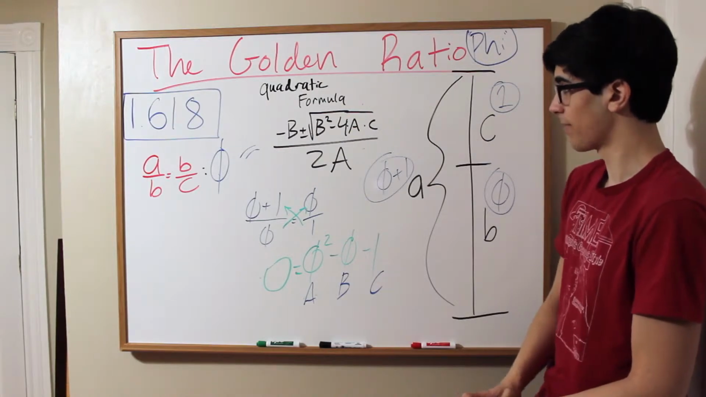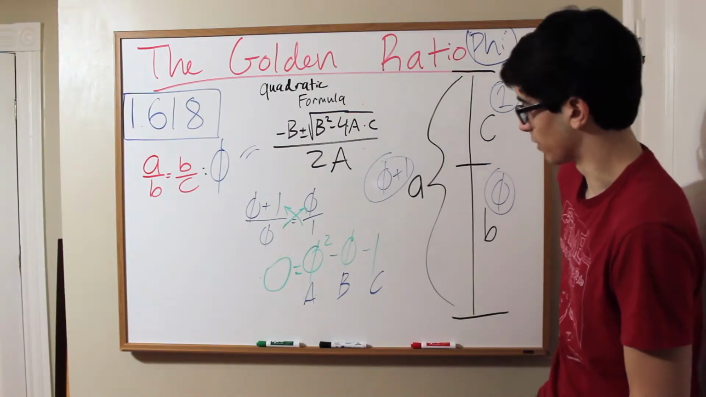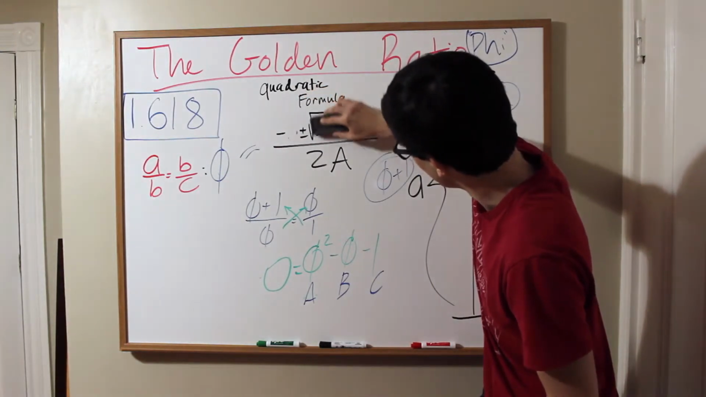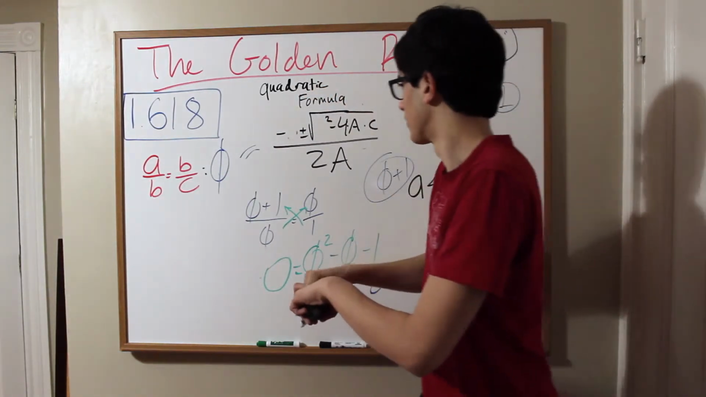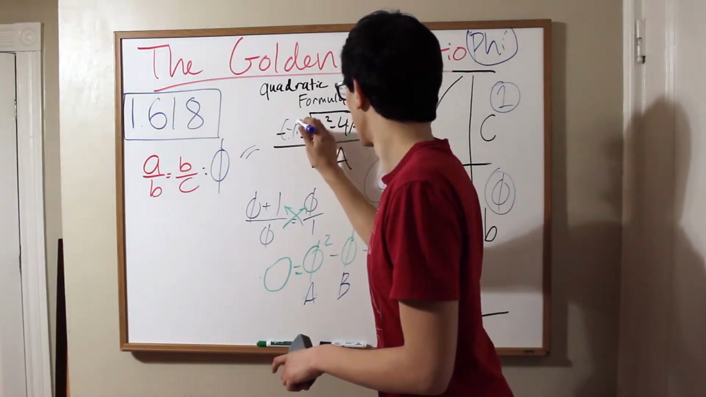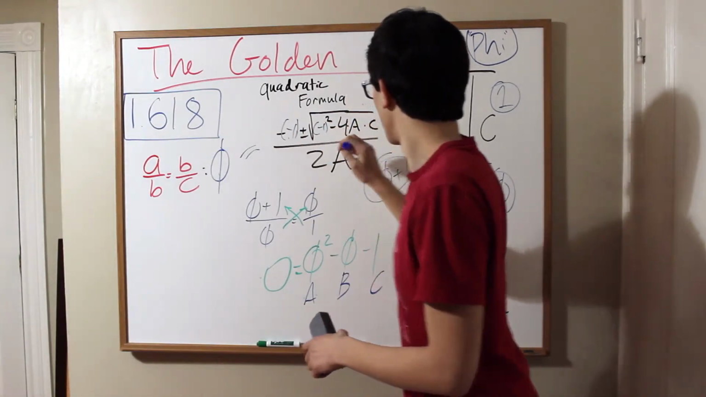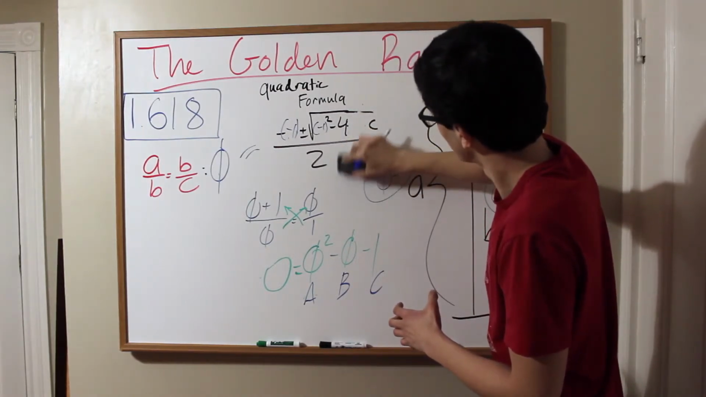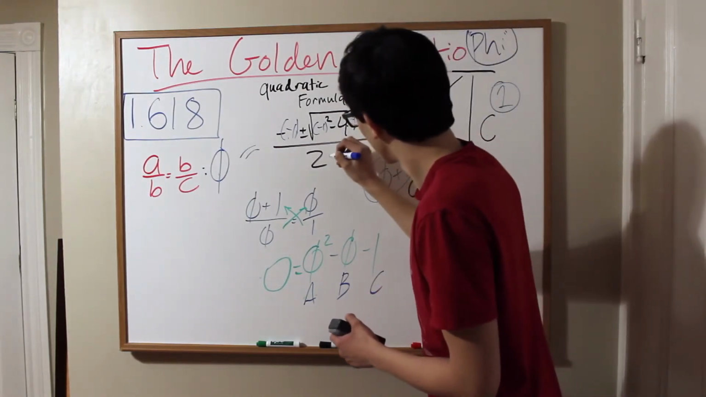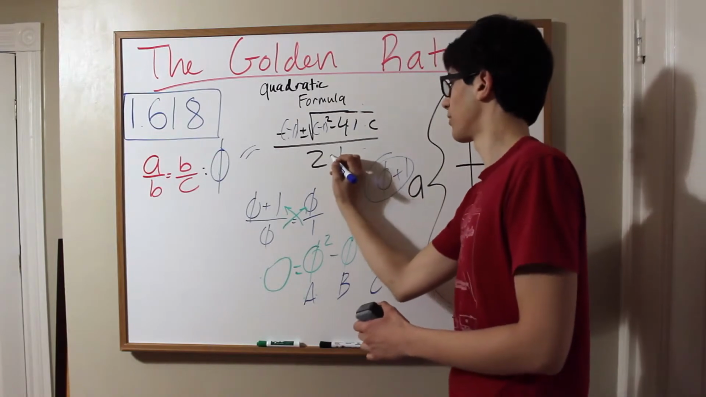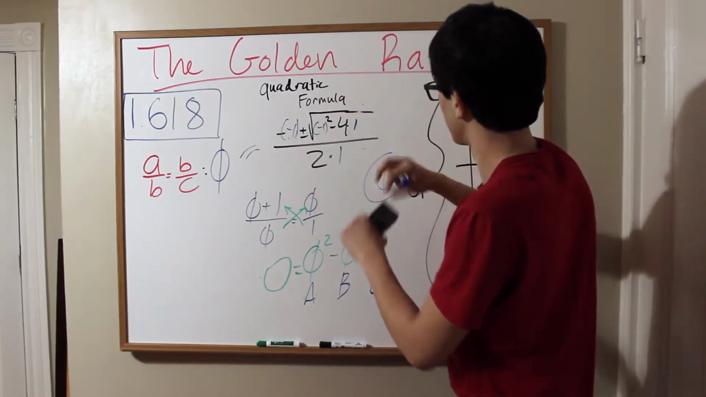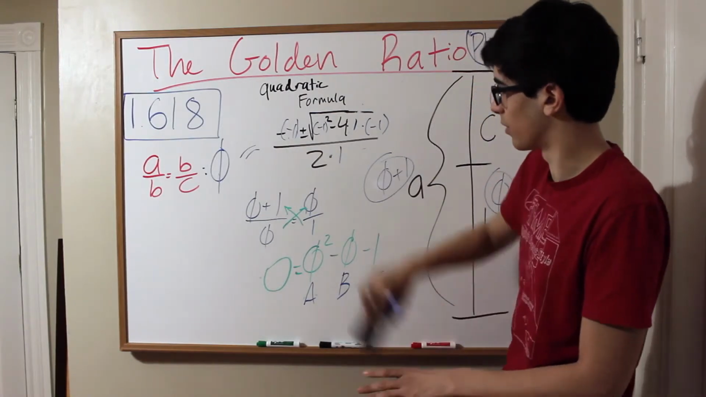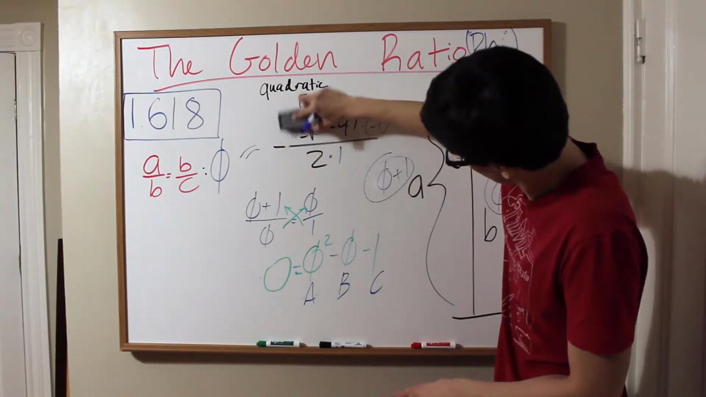Let's plug in the numbers. B is negative 1, so it would be here and here. That's negative 1, negative 1. And then we have 2A. A is 1, as I showed down there. 2 times 1, 4 times 1. And then C is negative 1, then times negative 1. Okay, so negative 1 times negative 1 is positive 1.